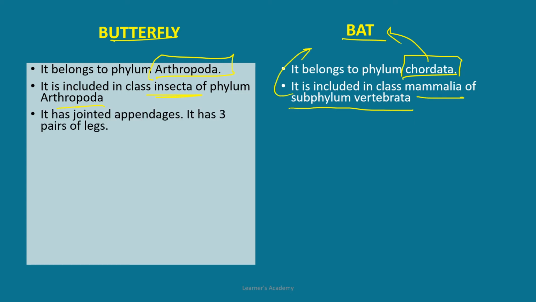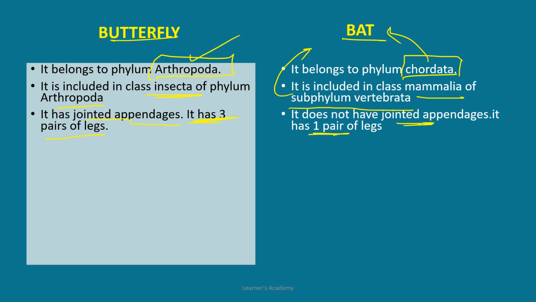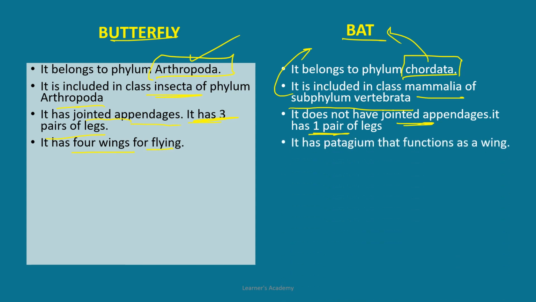Alright, now butterfly has jointed appendages. It is a characteristic feature of arthropods. Remember, jointed legs. Now it has got 3 pairs of legs. On the other hand, bat does not have jointed appendages, it has 1 pair of legs only. Butterfly has 4 wings for flying, whereas bat has patagium that functions as a wing. Alright, bat is basically a mammal, and its 4 limbs are modified into patagium and they are used for flying.